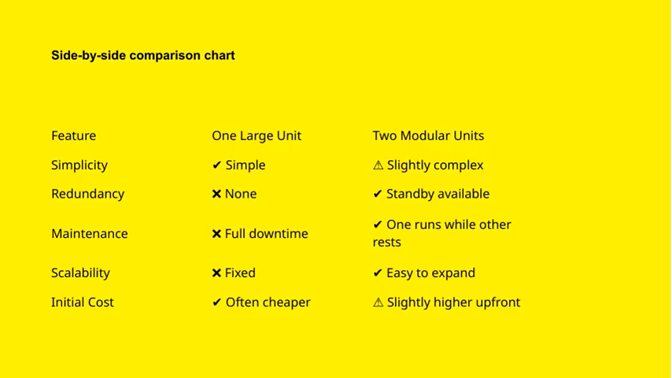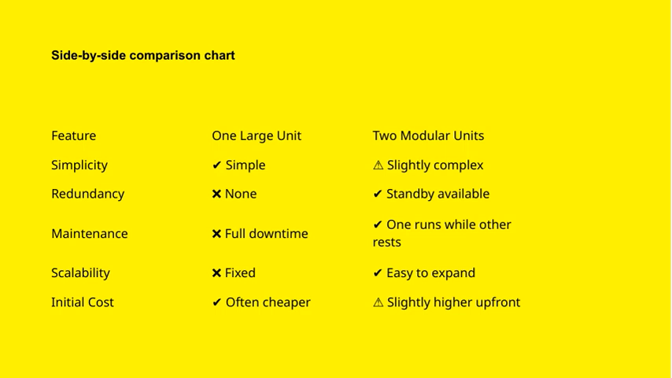Scalability is another key point. The fixed size of a large unit makes expanding capacity more complicated and costly. Conversely, modular units are easily scalable. Adding more modules allows you to expand capacity smoothly and efficiently.